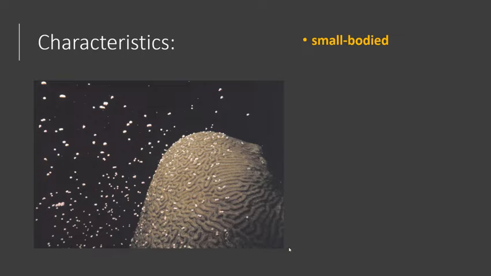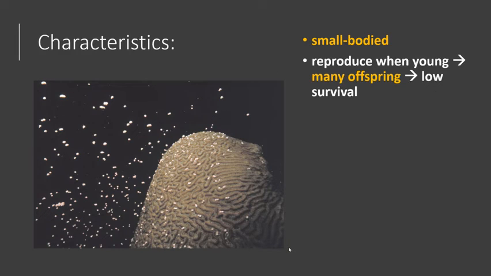So R-selected species tend to be small-bodied, right? I talked about dandelions. Things like ants also fall into this category. Rabbits are an R-selected species, mice, rats, those sorts of animals. They tend to reproduce when they're young. They tend to make many offspring, and those offspring have a very low survival rate. There's little or no parental care for any of these species.